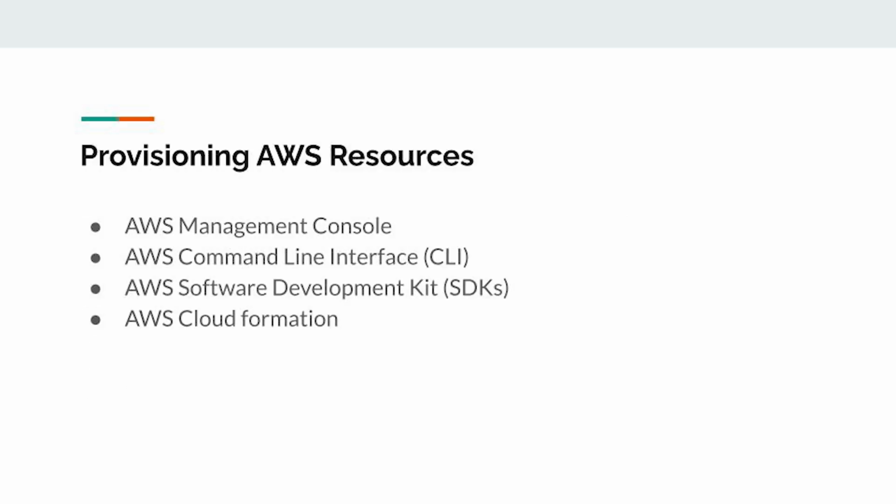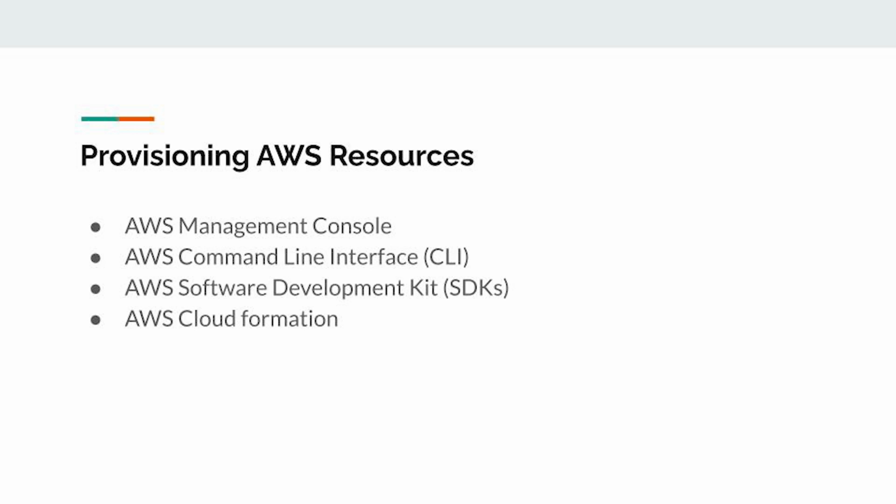Next topic, provisioning AWS resources. There are multiple tools for interacting with AWS resources such as the AWS Management Console, the AWS Command Line Interface called CLI, AWS Software Development Kits called SDKs, AWS CloudFormation, etc. In the backend, all the tools interact with the same AWS API for managing resources. API is the abbreviation for Application Programming Interface.